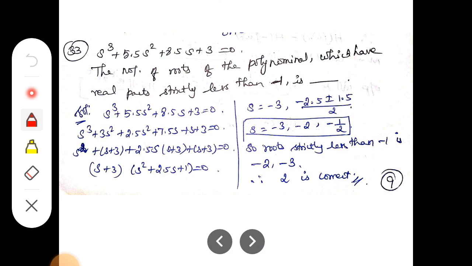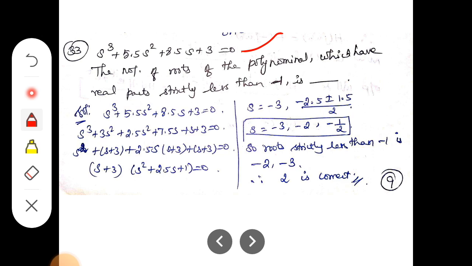So next problem: s cube plus 5.5 s square plus 8.5 s plus 3 is equal to 0. From this polynomial, find the number of roots which have real parts strictly less than minus 1. This is s power 3, so it has totally 3 roots. Among these 3 roots, how many have a value less than minus 1?